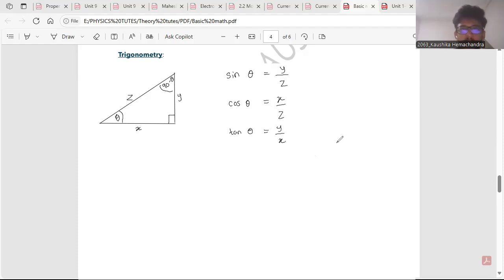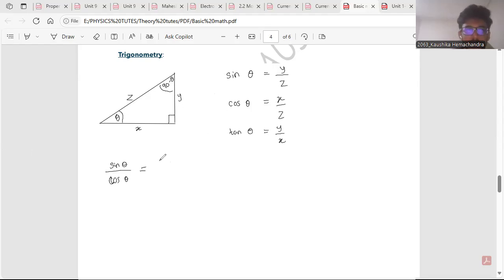So these you remember well. Now I will take sine theta and cos theta and divide sine theta by cos theta, and see what you get. Exactly. You get tan theta, right?